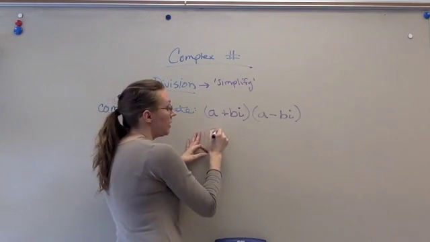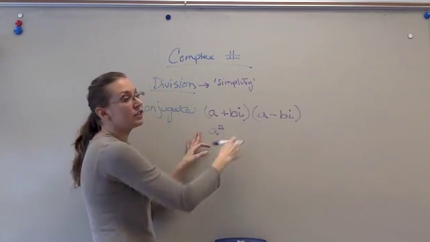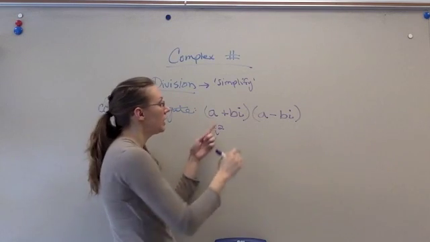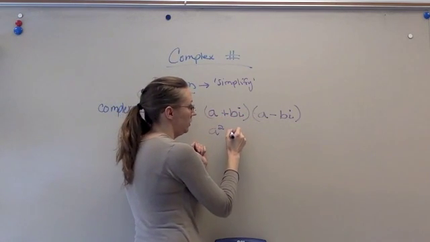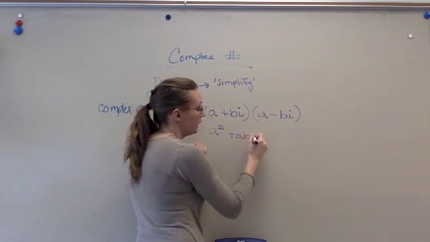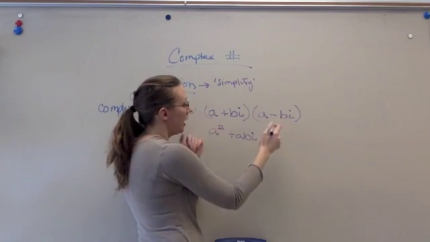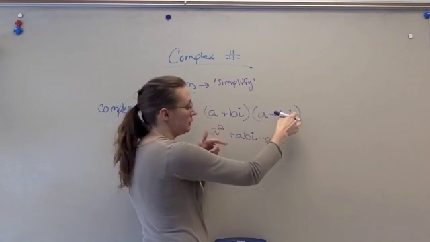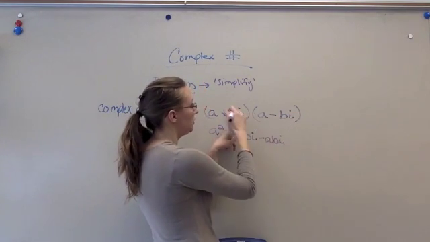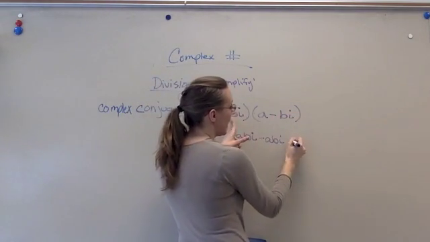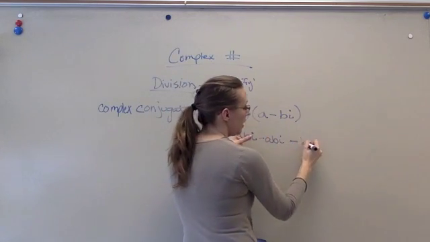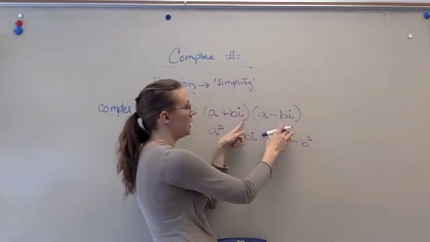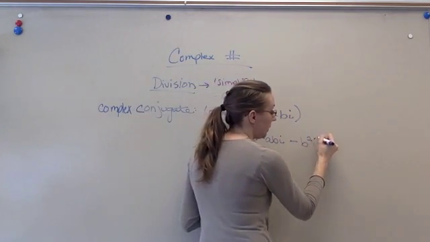We would have a squared. Now remember, a is just any real number. Then we would have plus a times bi, that's our inside. Our outside would be minus abi, a times b times i. And then our last piece would be positive times a negative, which is a negative b squared, because b times b, and then i times i is i squared.